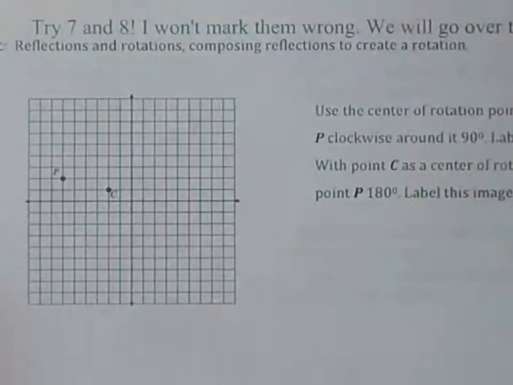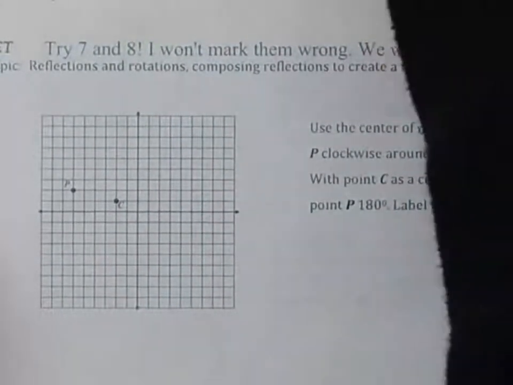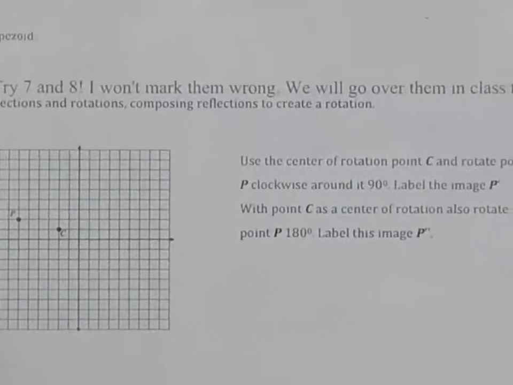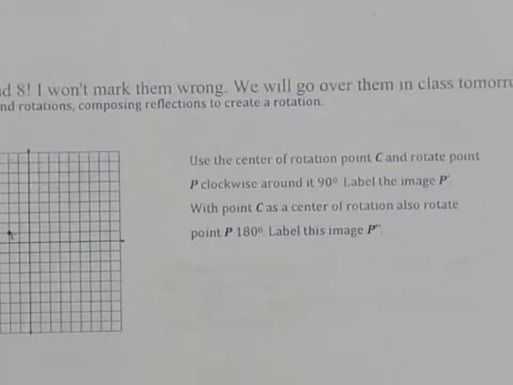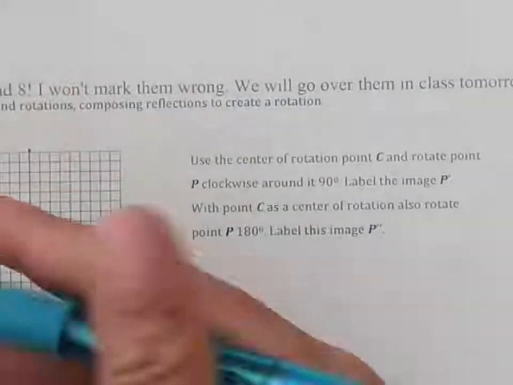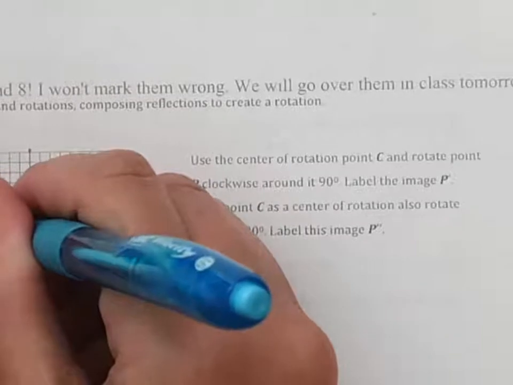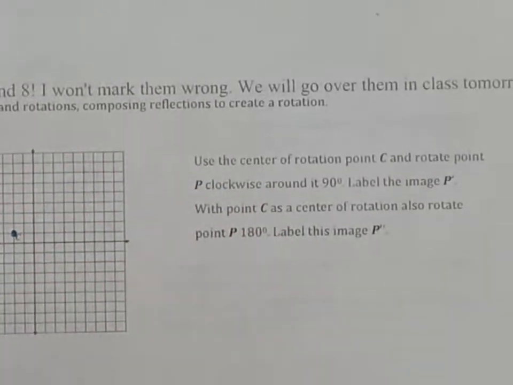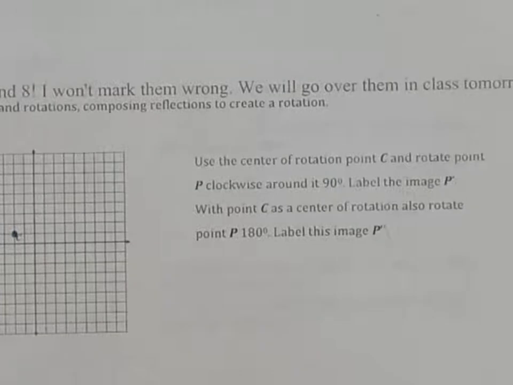Zoom out just a tad for a second. Okay, so it says, use the center of rotation, point C. So C is going to be our center of rotation. I'll make it kind of blue. Okay, we're rotating around C, and rotate P around it clockwise 90 degrees. And then we're also going to rotate it 180 degrees.